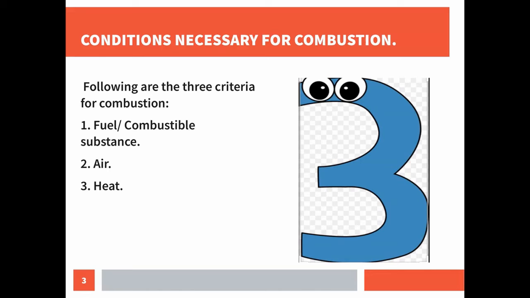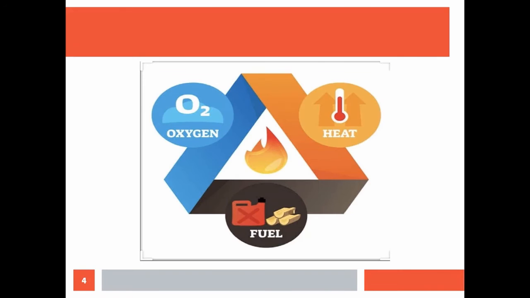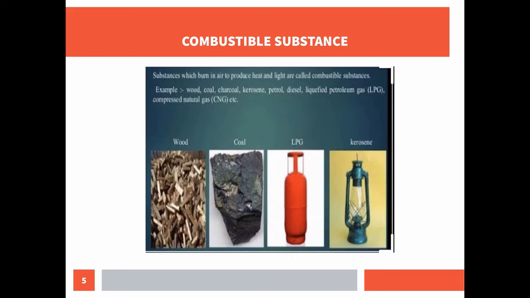And the third criteria is heat. Now the question is, why do we need heat? We need heat because we need to increase the temperature of a substance to a particular temperature so that it can catch fire. Now we are going to talk about each of these points in more detail one by one, and we'll see how each of these criteria is important for combustion to take place.